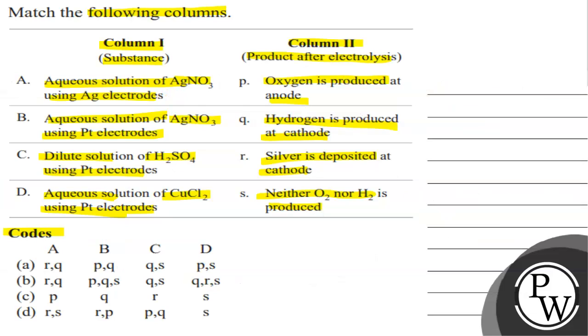Let us look at the columns जो हमें दे रखे हैं. हम देख सकते हैं A option matches with silver is deposited at cathode that we discussed, and neither O2 nor H2 is produced. We also saw the reactions which are involved in electrolysis of AgNO3 using Ag electrodes, पर उसमें O2 ना ही H2 produce हो रहा था. So our R and S option are the right options.